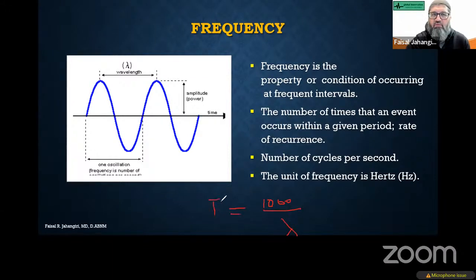So if the wavelength is 200 milliseconds, you divide 1000 by 200, and that will be 5 hertz. That means the signal is occurring 5 times every second.